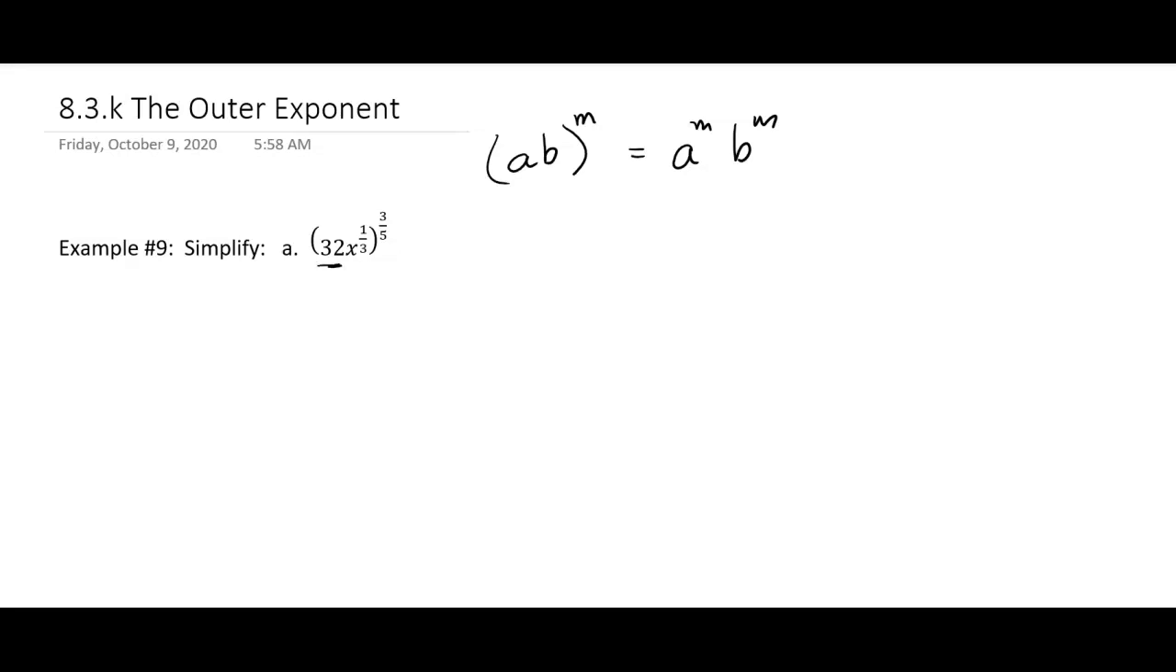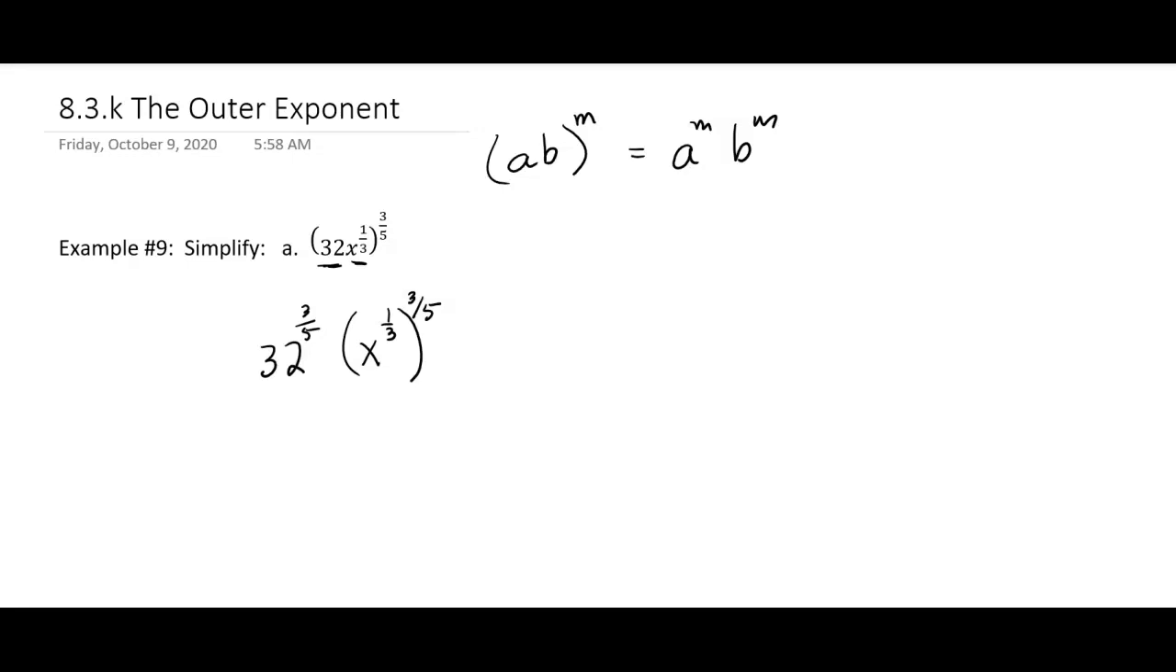So you have 32 here in the parentheses. 32 is going to get that exponent 3/5. And then you have x to the 1/3, and that's also going to get the exponent of 3/5. Okay, so now I have to do some simplifying.